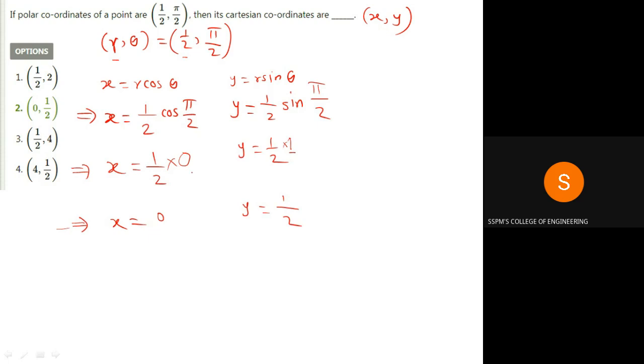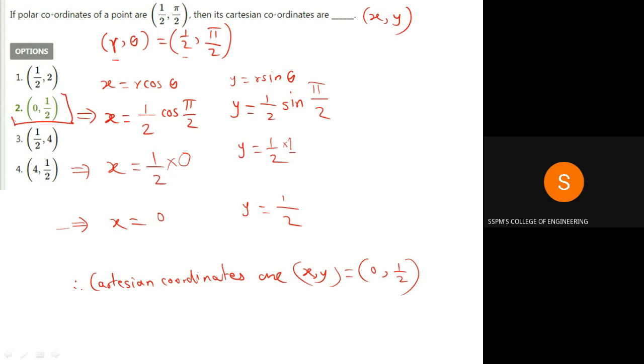So x, y is equal to 0, 1 by 2. Therefore, what are the Cartesian coordinates? x, y is equal to what? 0, 1 by 2. So the second is the correct option. Okay.